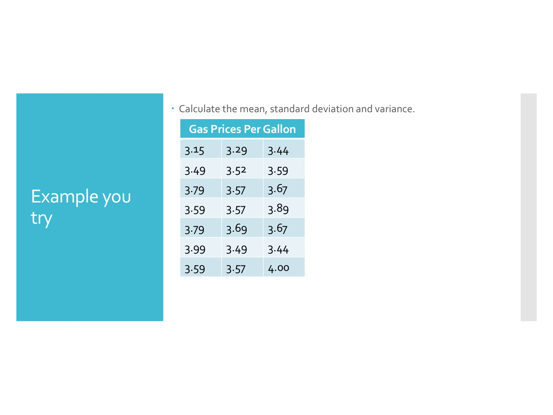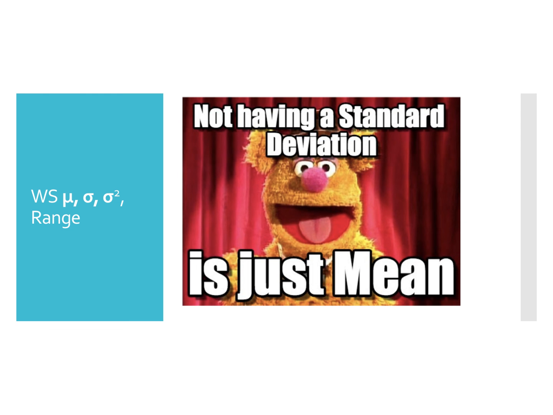Take a second and try this example you try. So hopefully for this one you find a mean of $3.61 per gallon, the standard deviation about 21 cents per gallon, and the variance around 0.043. And guess what? You're ready to do some practice. The end.